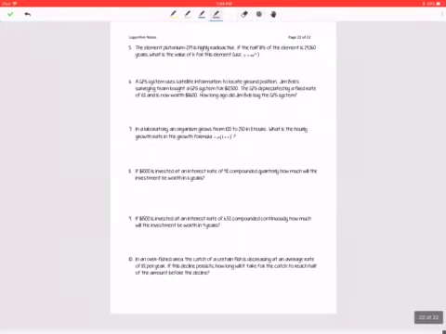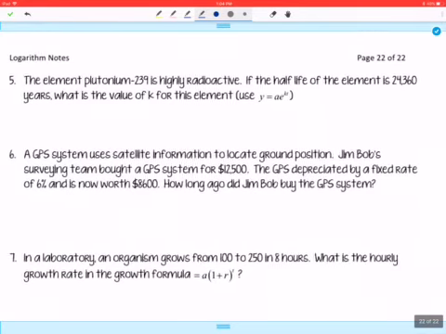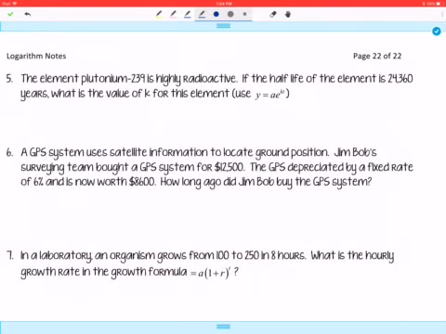All right, number 5. The element plutonium-239 is a highly radioactive element. If the half-life of the element is 24,360 years, what is the value of K for this element? All right, so here they give me my formula. Even though K is different, A still means initial, T still means time, so your K is kind of like your rate, okay?